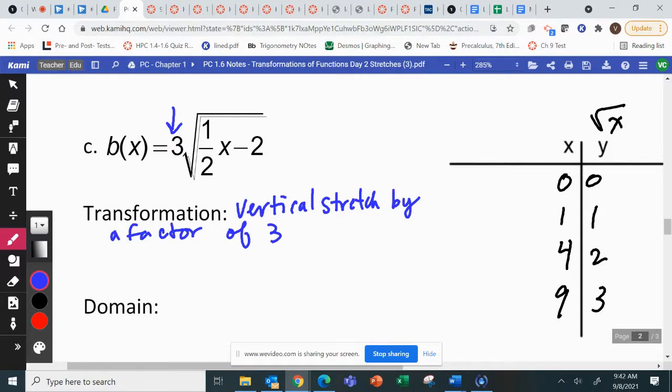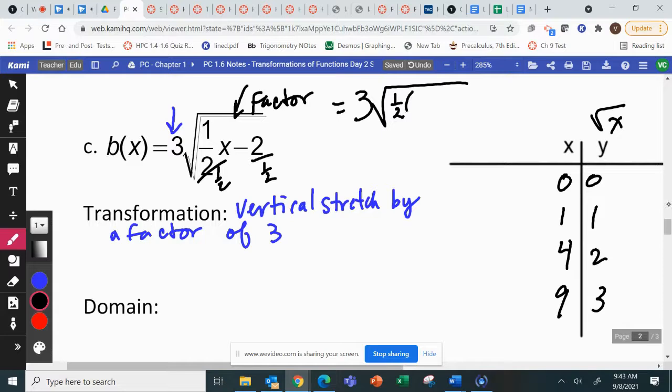The next one, I look underneath my square root and I've got 2 things happening. Are the 1/2 and the x minus 2 in separate parentheses? It is not, so we have to factor. I'm factoring out a 1/2. So I'm going to have 3 square root 1/2 parenthesis x minus. We have to take 2 and divide it by 1/2. If there's anything in front of x under the parentheses, then we have to factor it out.